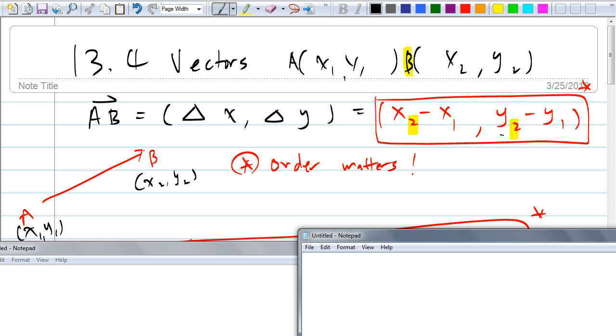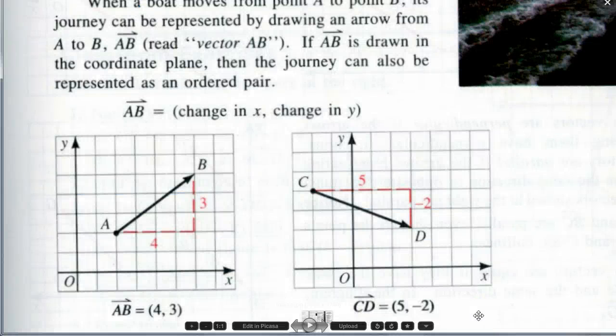Okay. So if your point at A is right here, remember, change in x will be the difference of the x coordinates, and then the change in y will be the difference of the y coordinates. All right. May I move on? Okay. So this ordered pair, change in x, comma, change in y, shows you the direction, doesn't it? So then how do you find the magnitude of the vector?